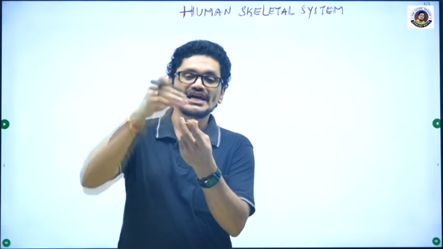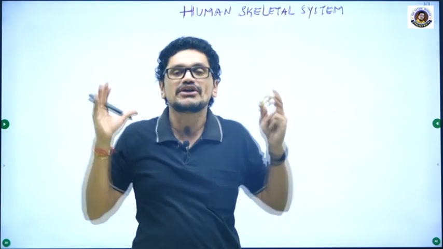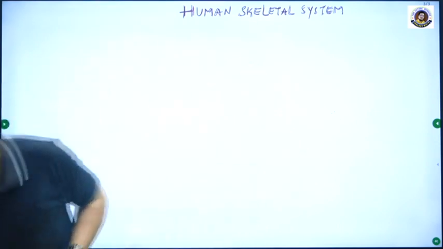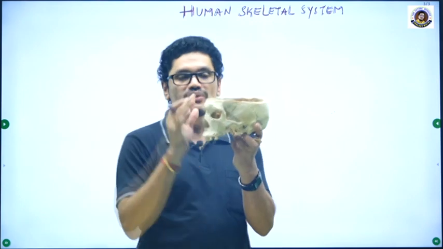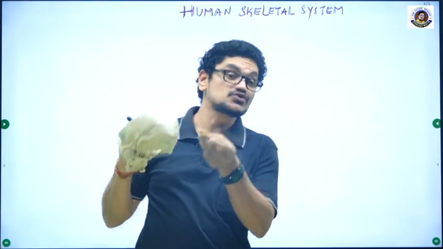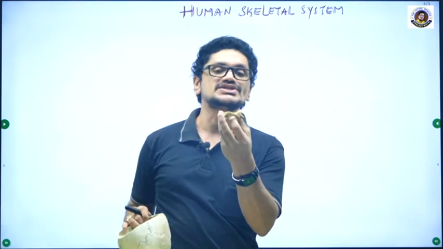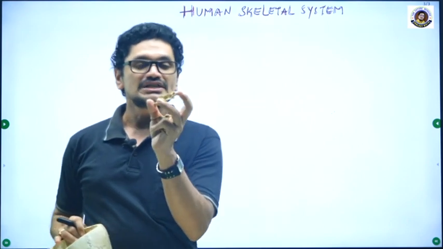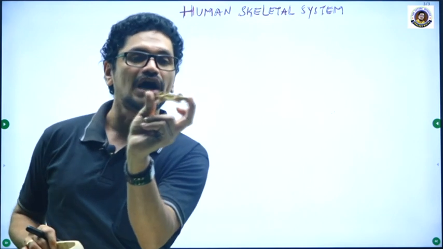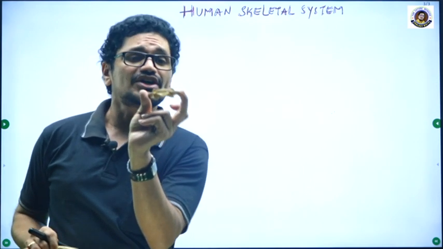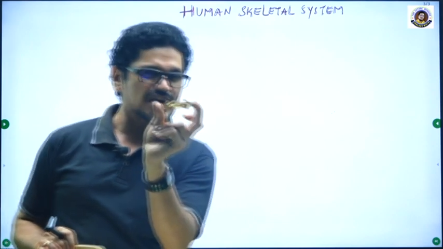See, atlas, it bears the entire weight of the cranium, as well as skull, brain, facial bones, everything. Okay, so this is weight-bearing bone. Atlas is the ring-like vertebra. See, the transverse process, exactly where I catch this vertebra, this is transverse process. The transverse process is not that much developed.